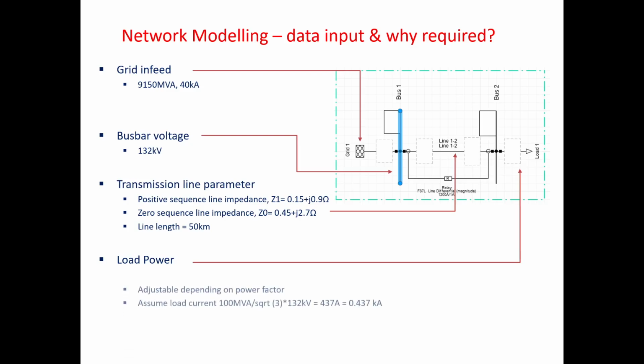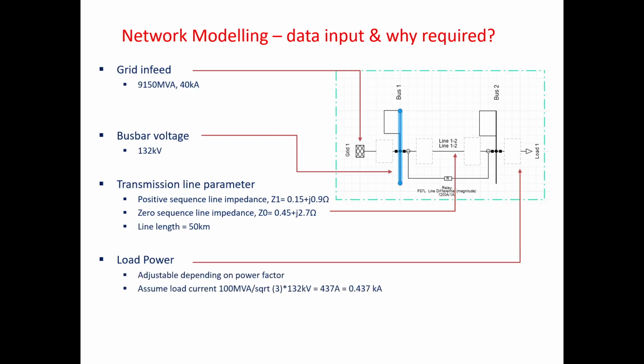And then assume the load power, which is adjustable depending on the power factor, is 100 MVA divided by square root 3 times 132 kV, which is 437 amp load current or nominal current, or 0.437 kiloamp. Well, this 437 amp is during healthy conditions, the current flow from a generator to the load, basically the load current.